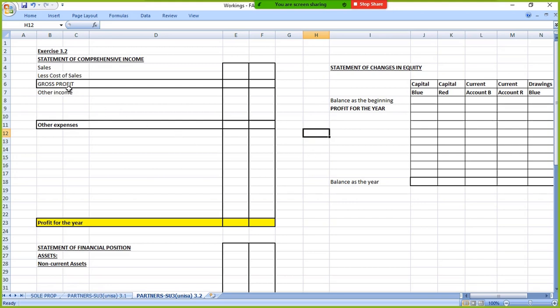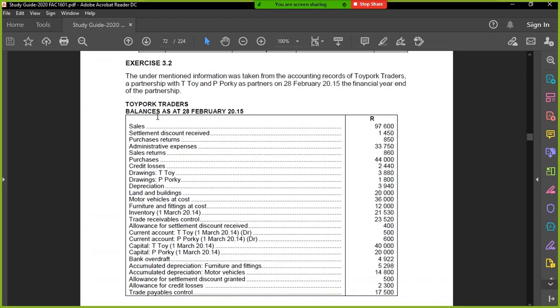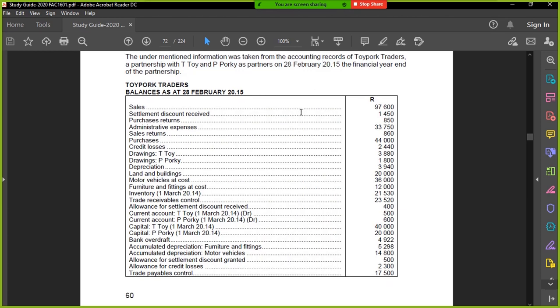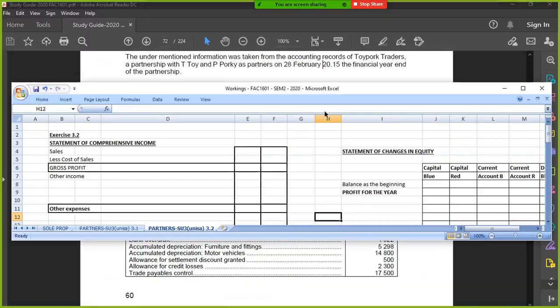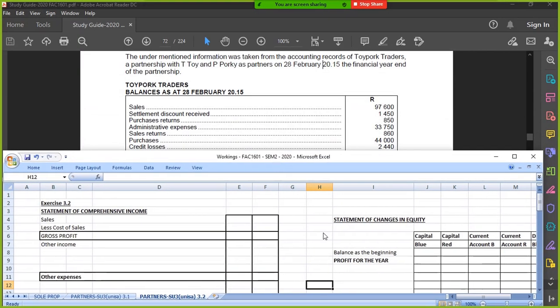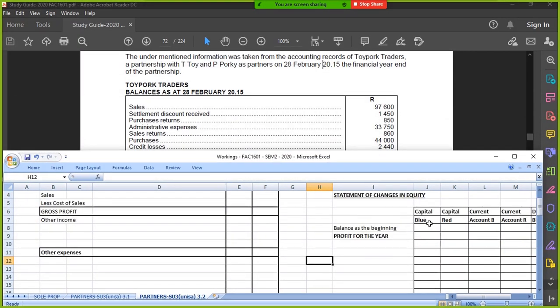Okay, great. All right, so exercise 3.2. Go to the textbook and have a look at it. Remember, you need to take all the important bits and pieces of information and reference it in your actual disclosure answer. All right, so obviously you've got two partners here, Toy and Porky, T and P. I'm just going to use T and P. It's easier than those weird names.